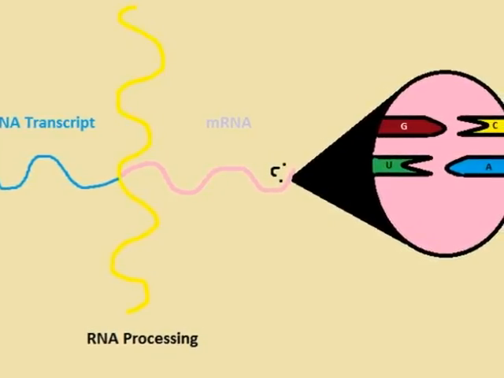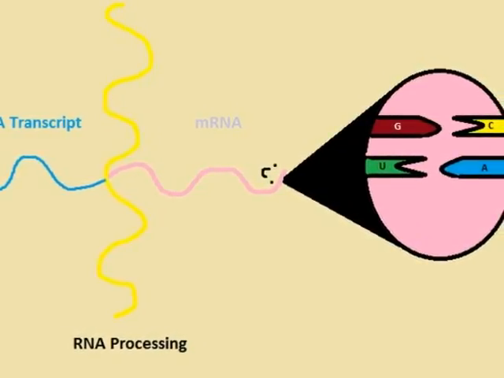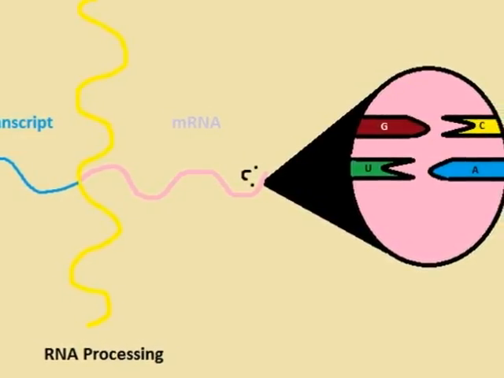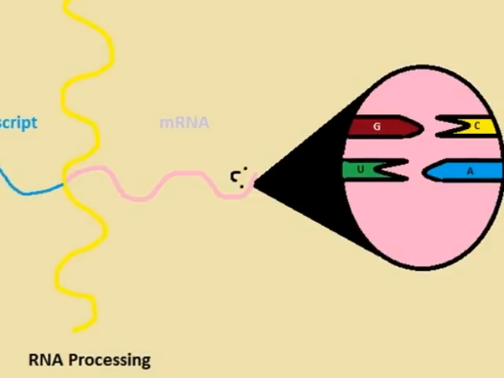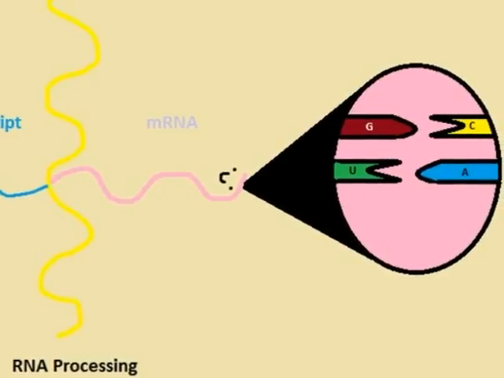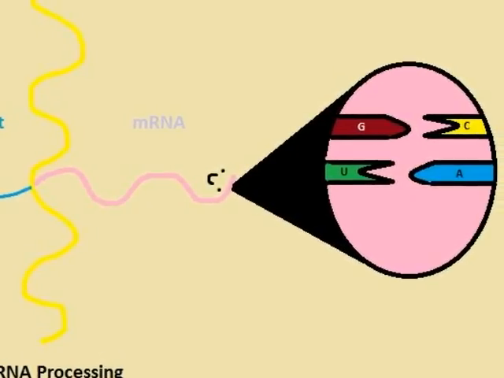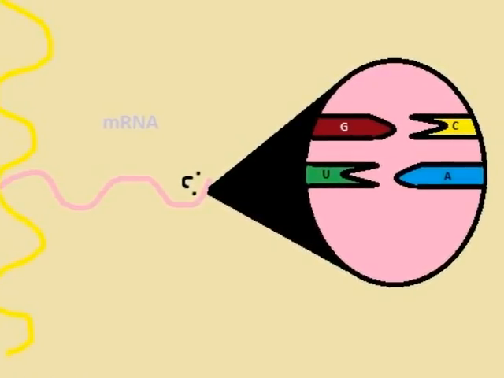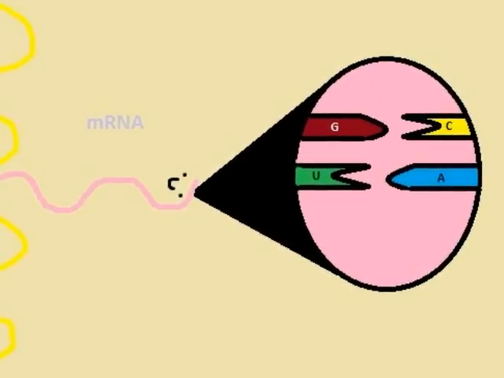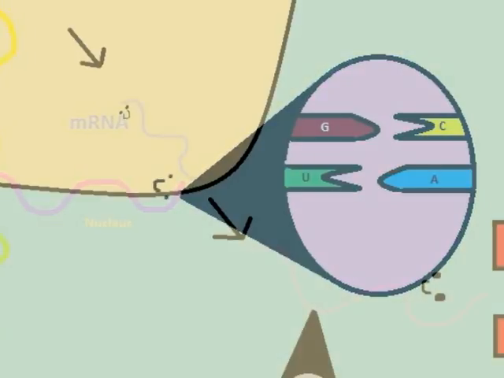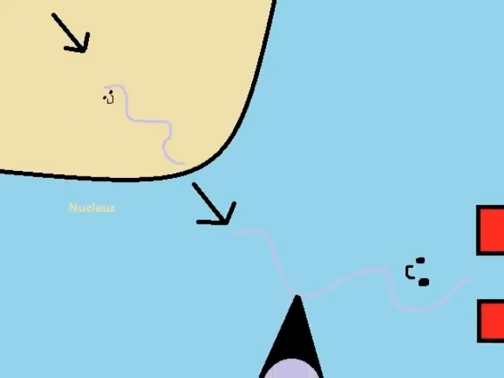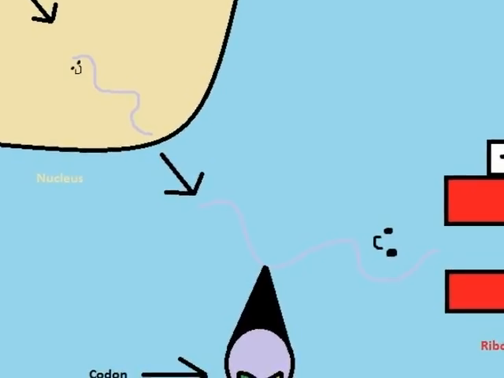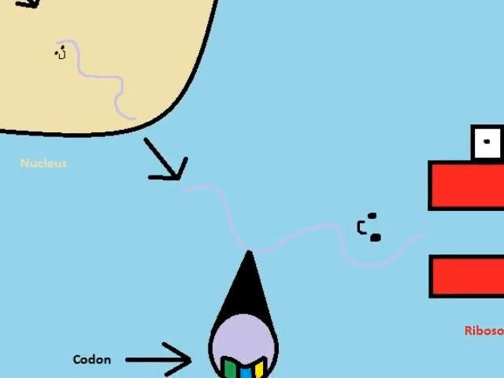Keep in mind that RNA, like DNA, contains the nitrogenous bases A, meaning adenosine, G, meaning guanine, and C, meaning cytosine. However, unlike DNA, RNA contains the nitrogenous base U, meaning uracil. Uracil acts as a substitute for DNA's thymine. At this point, the mRNA leaves the nucleus and travels into the cytoplasm toward a ribosome. This signals the beginning of translation.